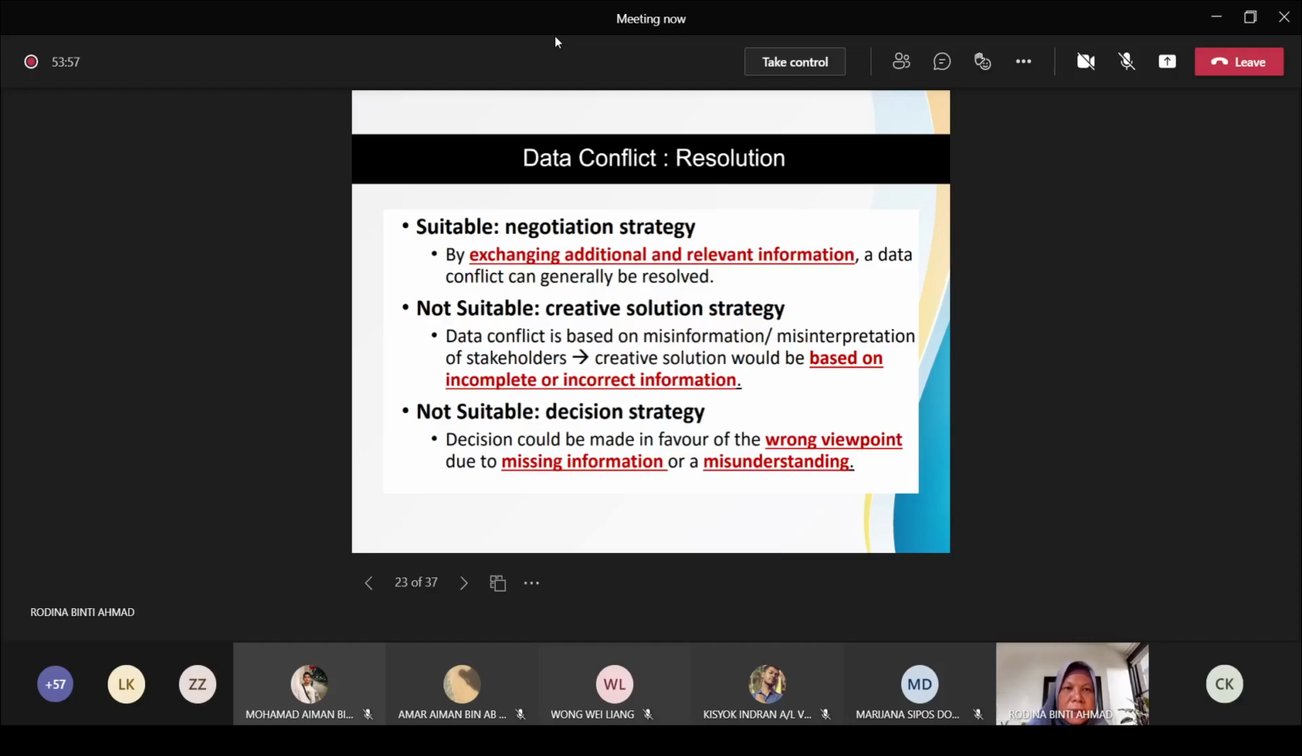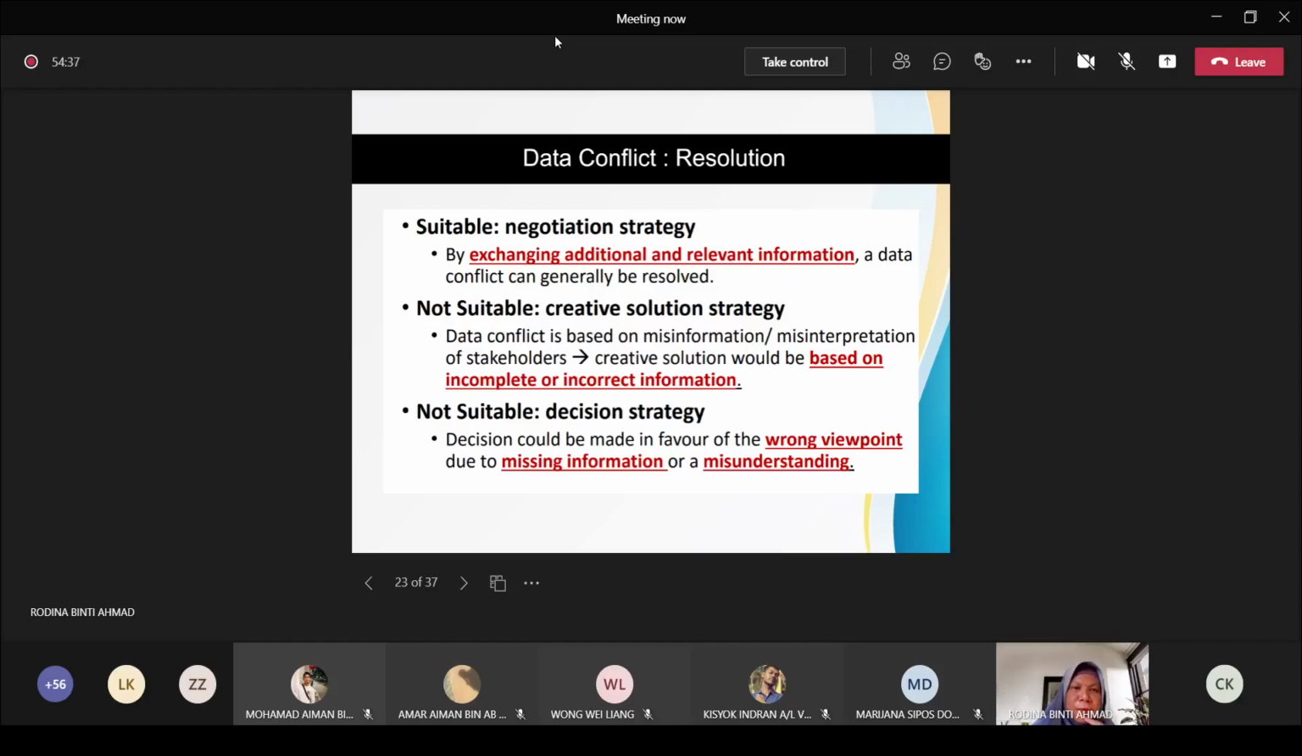So I'll give you a more elaborate description. For data conflicts, according to the tips, the negotiation strategy is best, most suitable, because most of the time there has to be an exchange when a data conflict exists. That means some kind of misinformation has occurred. One stakeholder may misinterpret certain requirements, or may have a lack of information, or may have some incorrect information. So by exchanging additional and relevant information, a data conflict usually can be resolved. So negotiation strategy is recommended for data conflict.